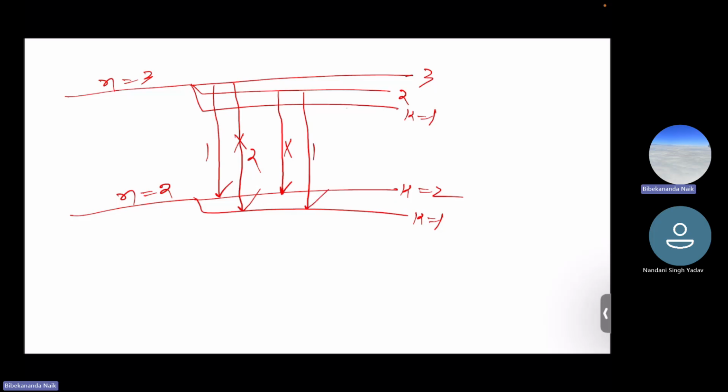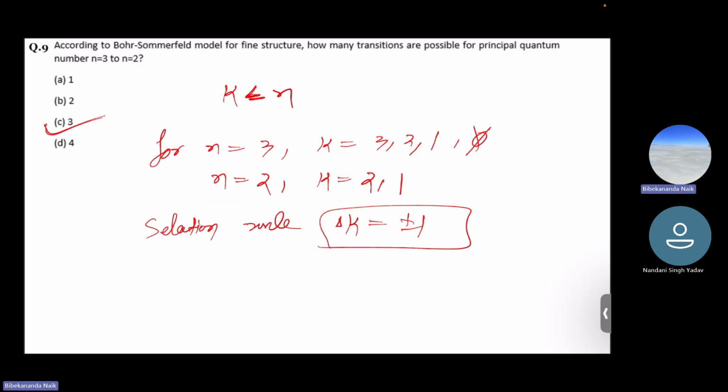Then from 1 to 2 is possible, delta k is minus 1. Then from 1 to 1 again it is not possible. So 1, 2, 3. There are three possible transitions from n equal to 3 to n equal to 2. So the correct option is option C, that is 3. I hope this is clear to you.